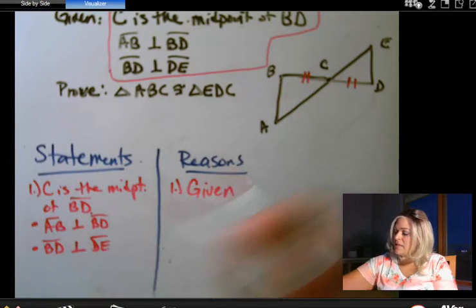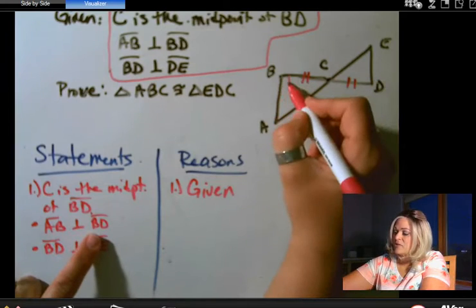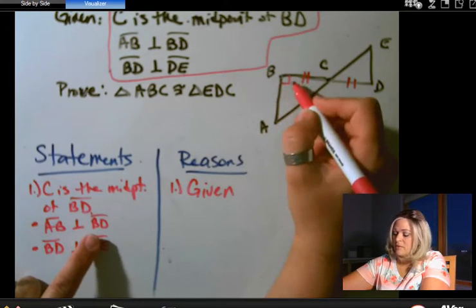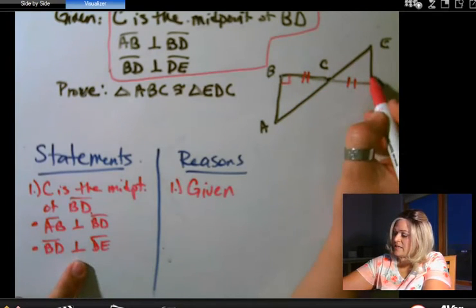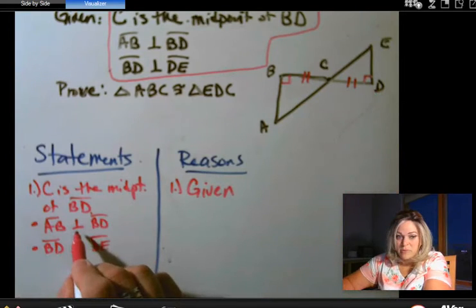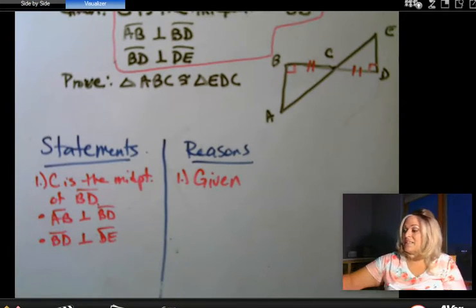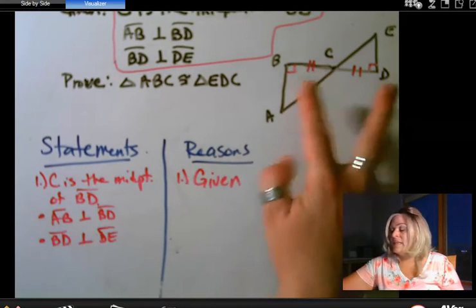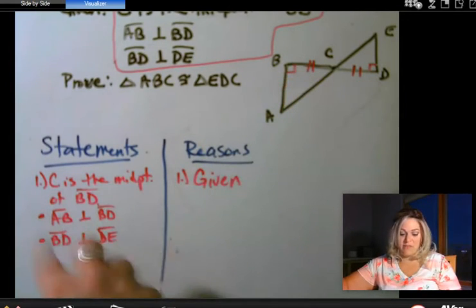So AB intersects BD at a 90-degree angle. So I'm going to put a little 90-degree box right there. And BD intersects DE at a 90-degree angle. And I knew that because of that symbol right there, the definition of perpendicular. Okay, that's all I've got so far. Now I got to explain what I just marked, because it doesn't tell me that these are congruent, and it doesn't tell me that those are 90. I knew that because of the given.